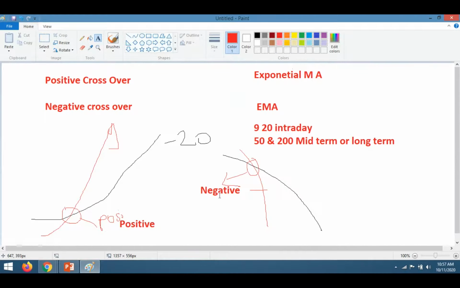So hope you guys understand positive and negative crossover. I will explain in a chart how to trade that, but just put in the chat box, are you clear with the positive crossover or negative crossover?